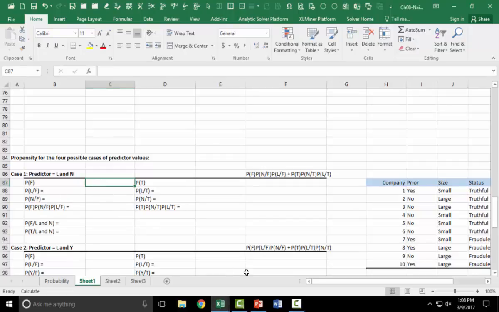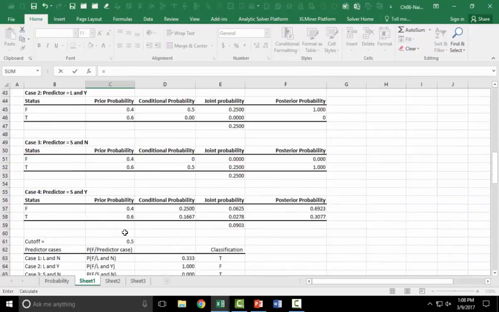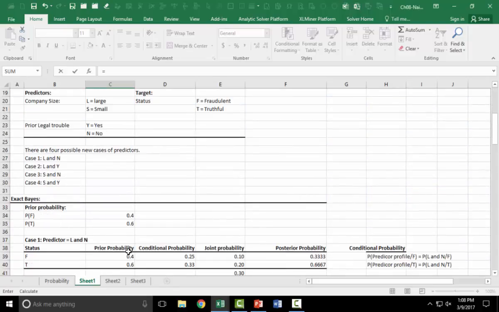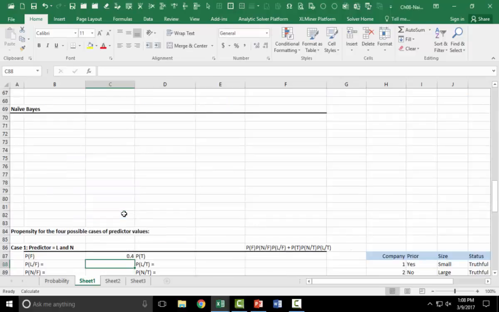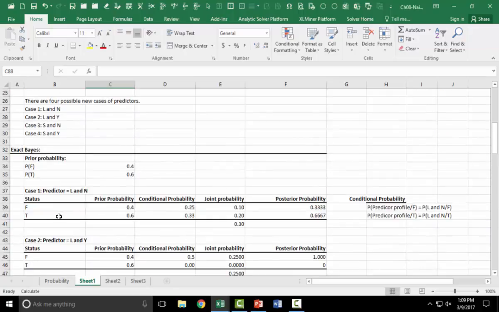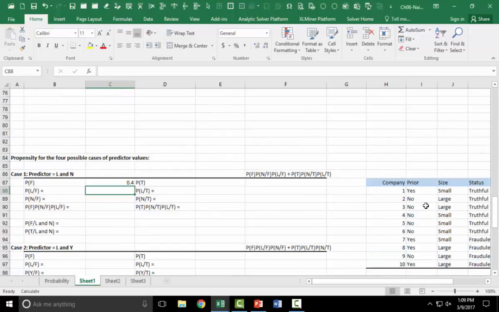So we have the prior probability P of F. We already have that right at the top somewhere over there. Now, instead of looking at L and N given F, we separate them out. So here, in the case of L and N, we looked at P of L and N given F. Now we're going to do P of L given F and P of N given F.